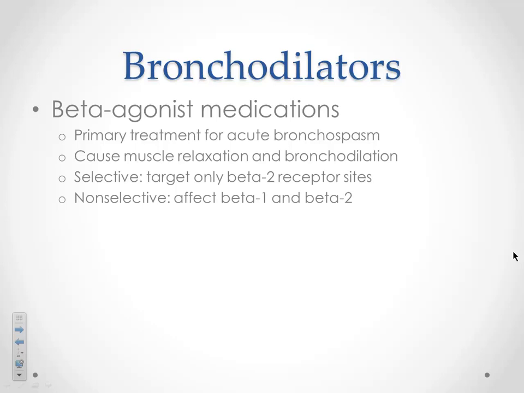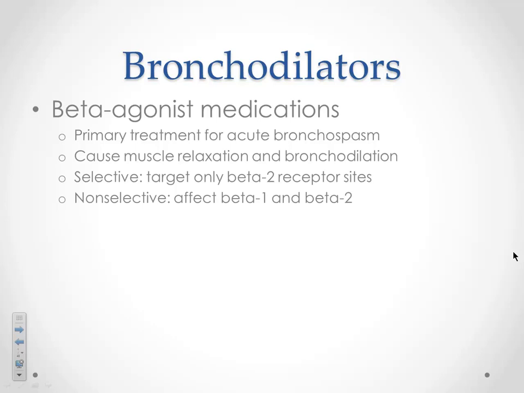All right, we also have your beta agonist medications. They are the primary treatment for bronchospasm. They do cause muscle relaxation and bronchodilation, which is what they're supposed to do, right? You have two different types. You have your selective, which selectively targets your beta 2 receptor site, and your non-selective, which doesn't care. It targets 1 and 2.